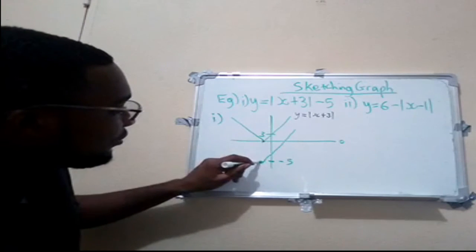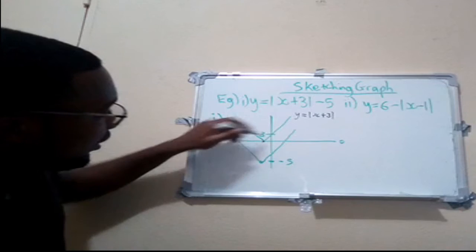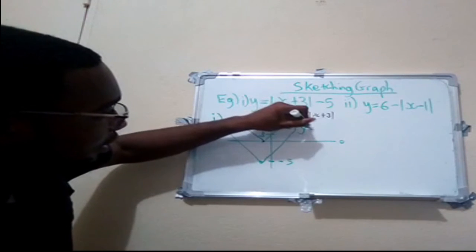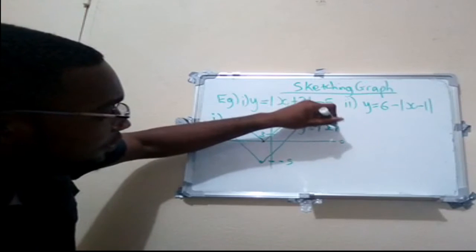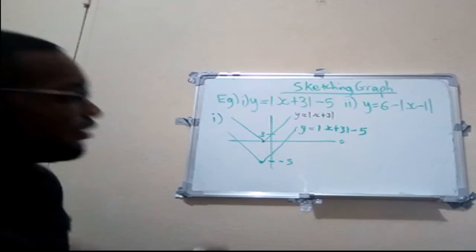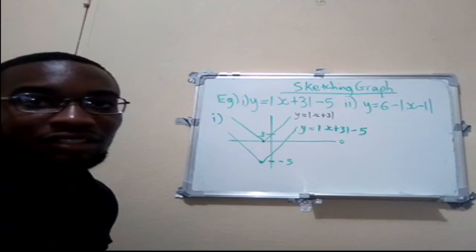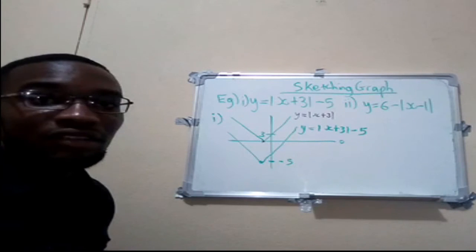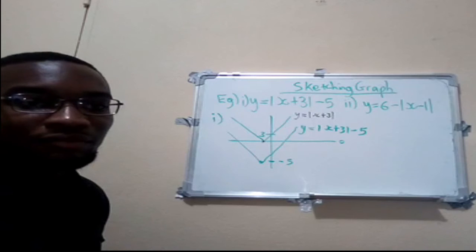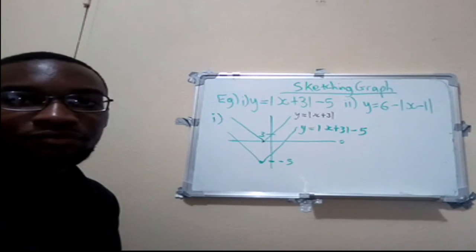So then this would be the modulus graph. This would be the graph now. A sketch of this is now y equal to the modulus of x plus 3, minus 5, because we then move the graph down by 5. So that's the graph of y equal to the modulus of x plus 3, minus 5. That's the first example. So let's do the same now for the second example.